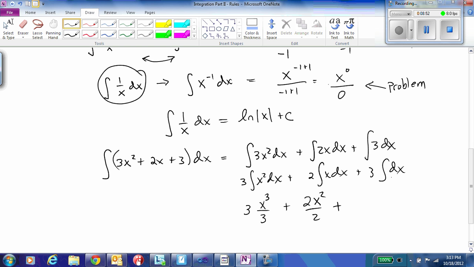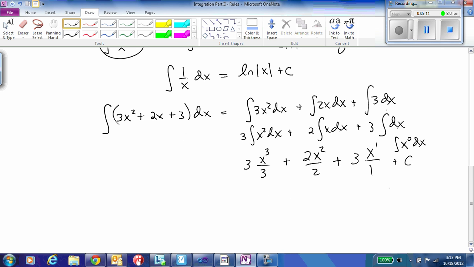You can think of this as two ways. You can either think of this as the integral of x to the 0 dx. I can raise the power by 1, so I would get 3 times x to the first all over 1. Or I can just remember that the integral is the inverse of the derivative. So the integral of a derivative is just the variable itself. So the integral of dx is just x plus a constant.